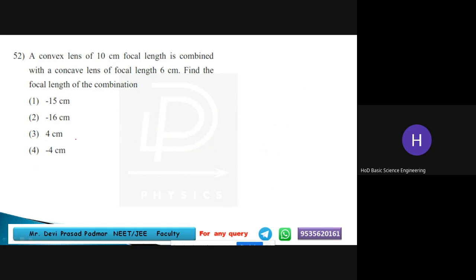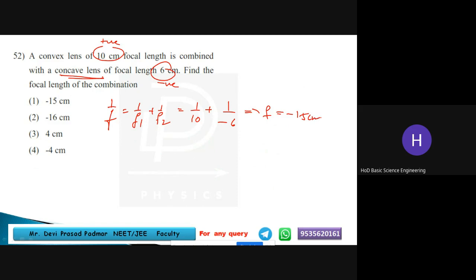So this is direct combination. So 1 by f is nothing but 1 by f1 plus 1 by f2. So 1 by 10 plus 1 by minus 6. Why? Concave lens is negative, convex lens is positive, sign convention. F is nothing but minus 15 centimeter you will get.